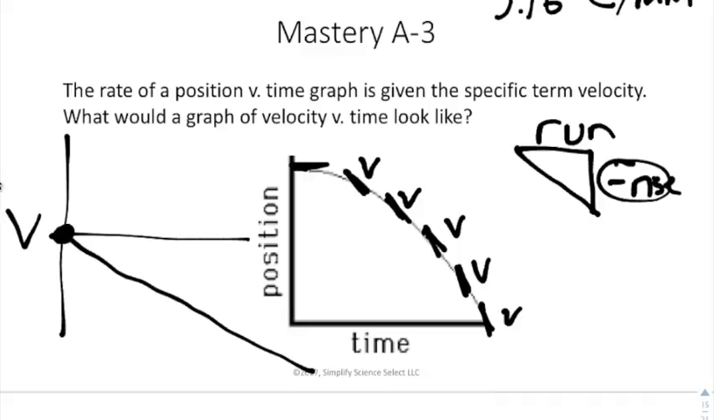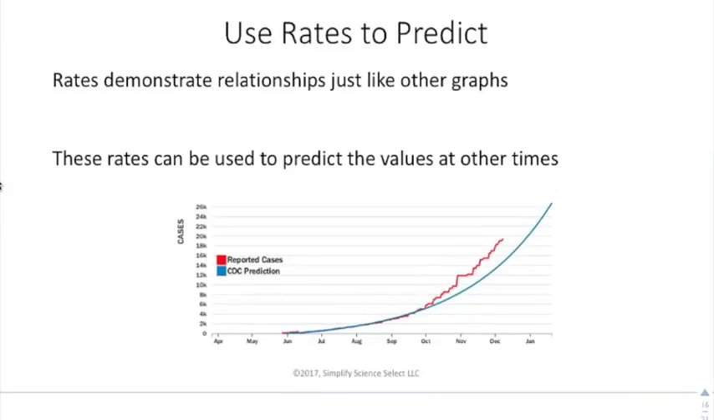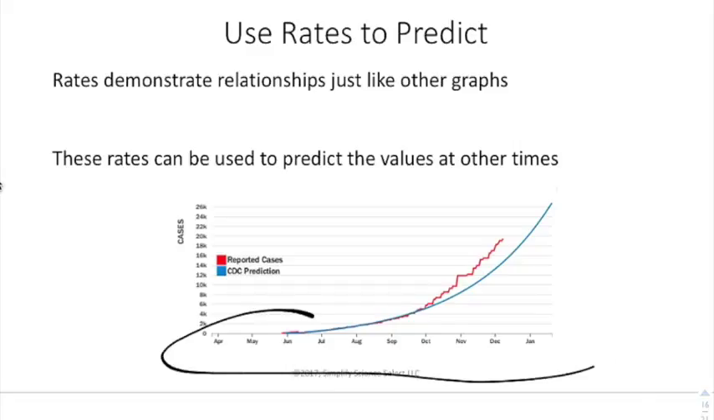There's going to be some specific activities that you do to see if you can go back and forth between these graphs. So you can use rates to predict, just like other variables. The rates can predict values that you don't want to specifically measure. And you see an example here. This is month by month. So you see this trend in reported cases of the Zika virus and then the CDC prediction.